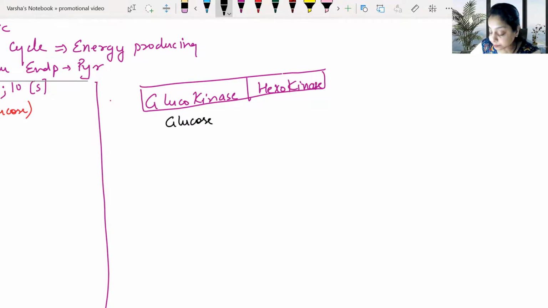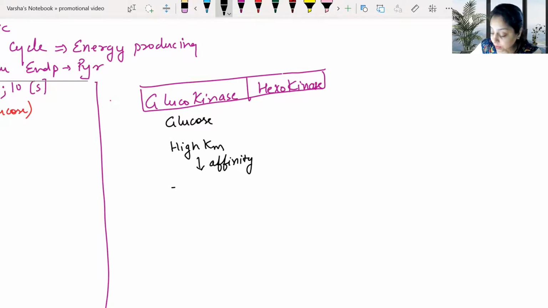It has a high Km, a high attitude, just glucose only. I don't have any other choice. Attitude is the Km, remember that, that makes your life easier. High Km means low affinity, low affection. With attitude, where will affection come from? So low affinity: only if the glucose concentration is high will it work.